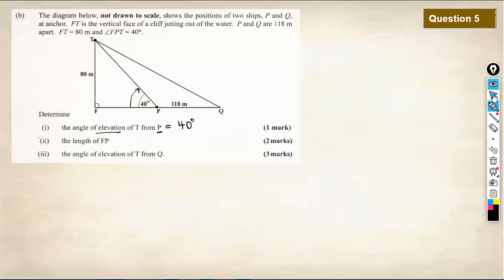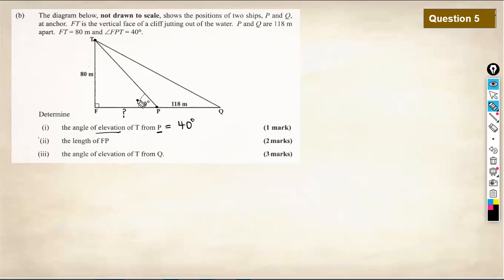Take a couple of minutes again. Okay, for FP, which one are you all using? Are you using sine, tan, or cosine to find FP? I think it's tan, right? And a lot of people are telling me tan, but let's just make sure.